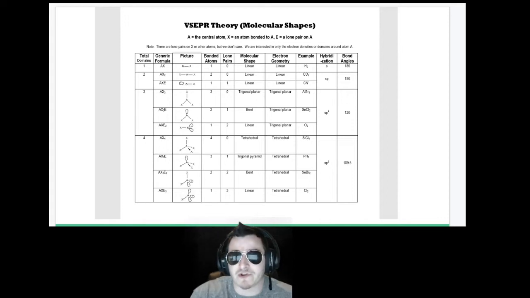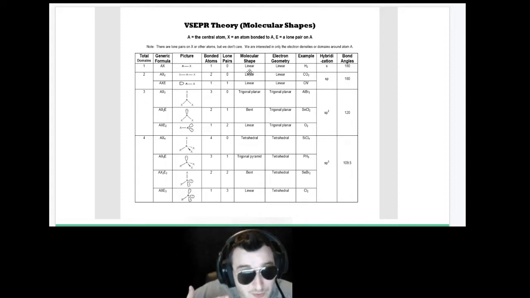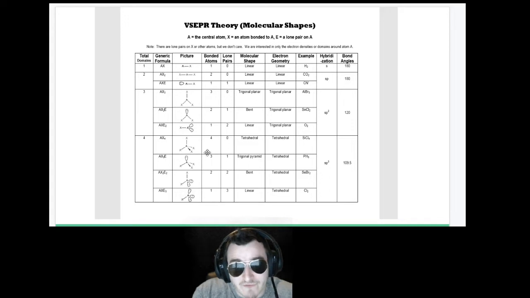But here's our VSEPR theory chart. I like this one. There's a lot of them on the internet, but this one I feel like has the most information. And so we can see that on the far left-hand side, it's counting our domains, right? And then all it's going to do is once we draw the Lewis structure, all we simply have to do is count up how many bonded atoms there are to the central atom and how many lone pairs are on the central atom, and that's going to tell us the shape. That's all you have to do. Just be able to draw the structure and assess the information that you have gathered, and then you're going to be able to predict the shape.